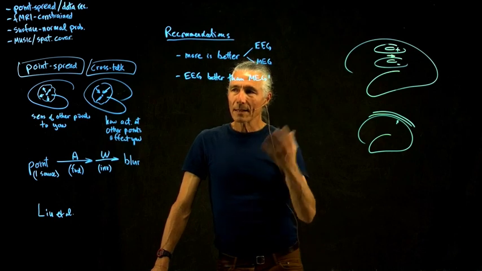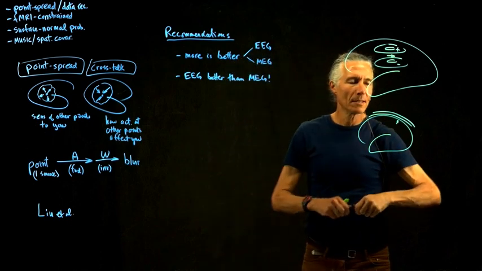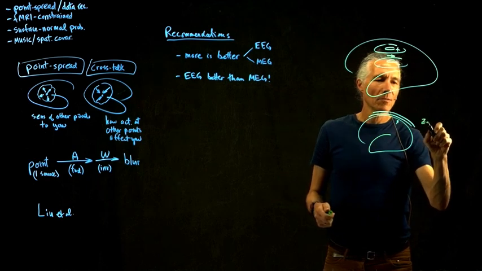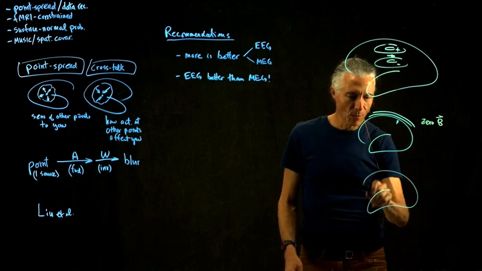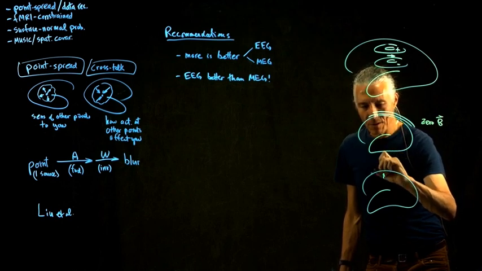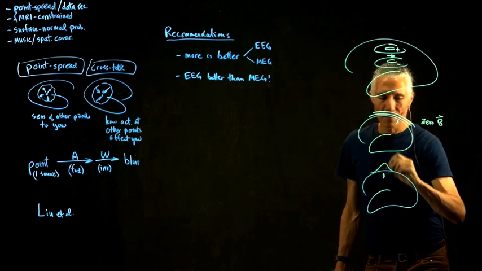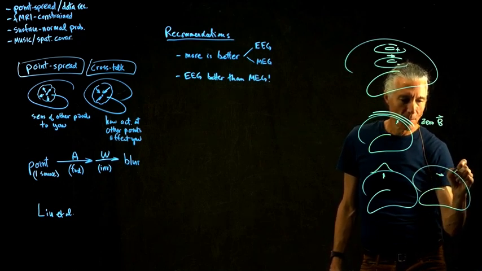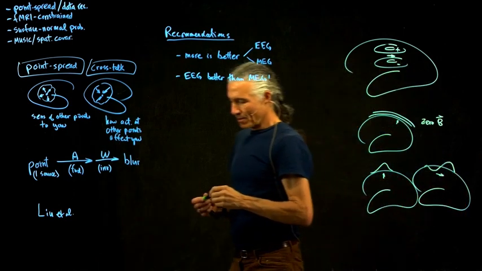That's not true of EEG. EEG will give you a signal in either case. In the case of MEG, the signal is zero, but in the case of EEG, it'll work either way. If the dipole is like this and the current is positive, you'll get a positive signal on the scalp. But if the dipole is horizontal, you'll get a positive signal over here and a negative signal over here. So in both cases, you'll get it.